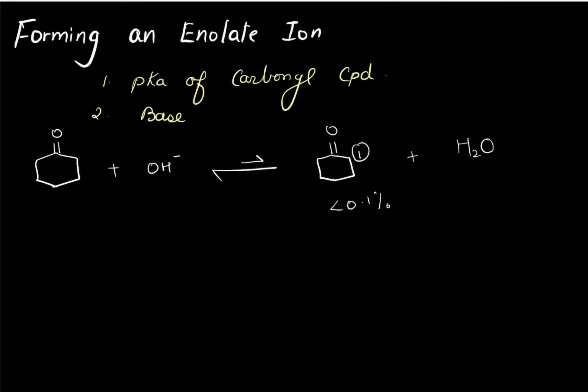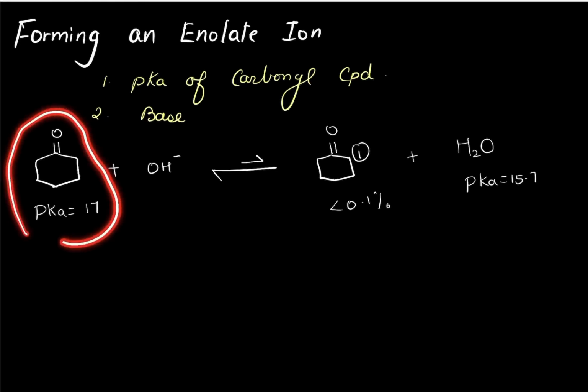When you compare the pKa of the two different acids in the equation, cyclohexanone has a pKa of 17 and water has a pKa of 15.7. We know that when there is an equilibrium between the two reactions, the equilibrium will always shift in the direction where the weak acid is present. The weak acid right here is cyclohexanone, and therefore the reaction doesn't go to completion, and there is a low amount of product formed.